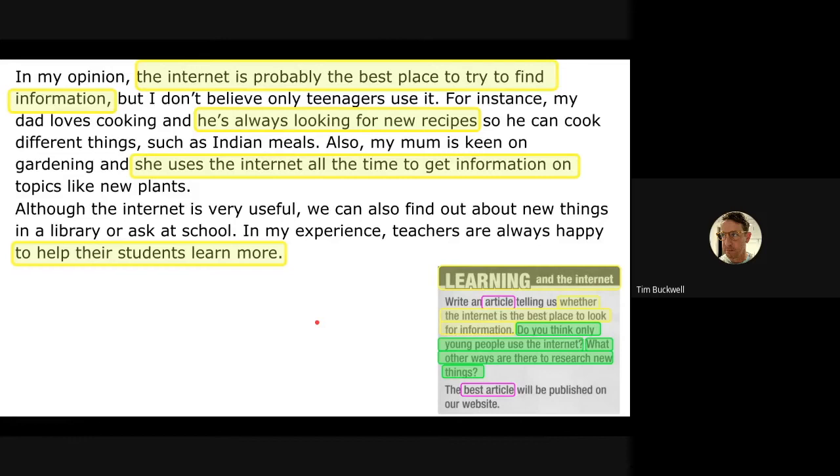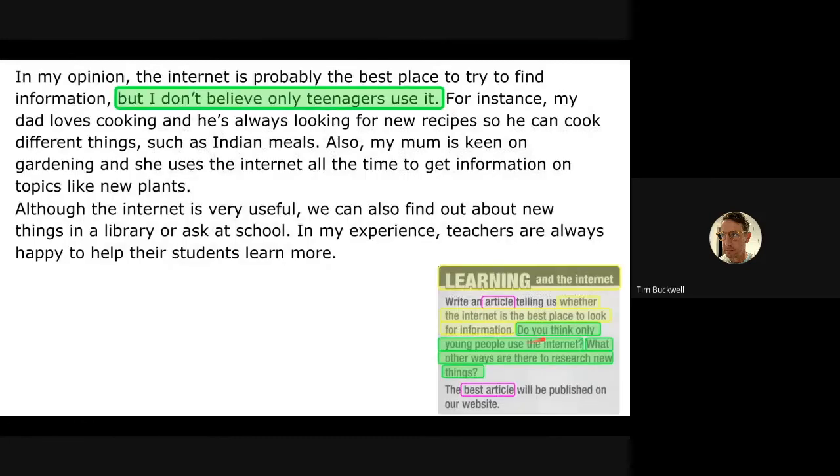And now so it has talked about the subject. The next question is, does it include the content points? Remember, the content points were these points in green. So let's have a look. Check your completed article includes all of the points in the question, all of the content points.